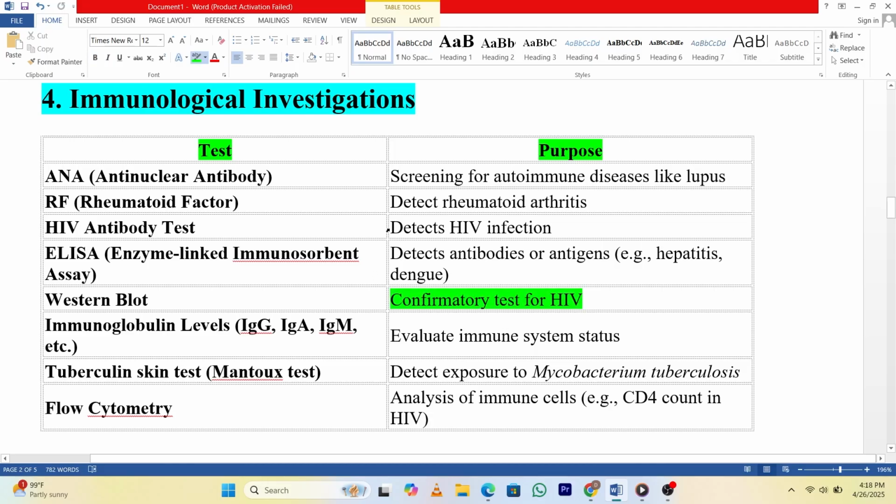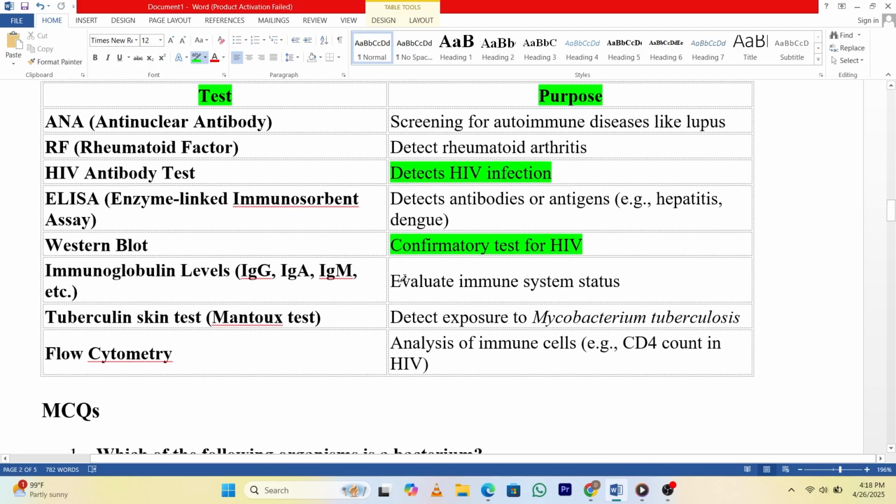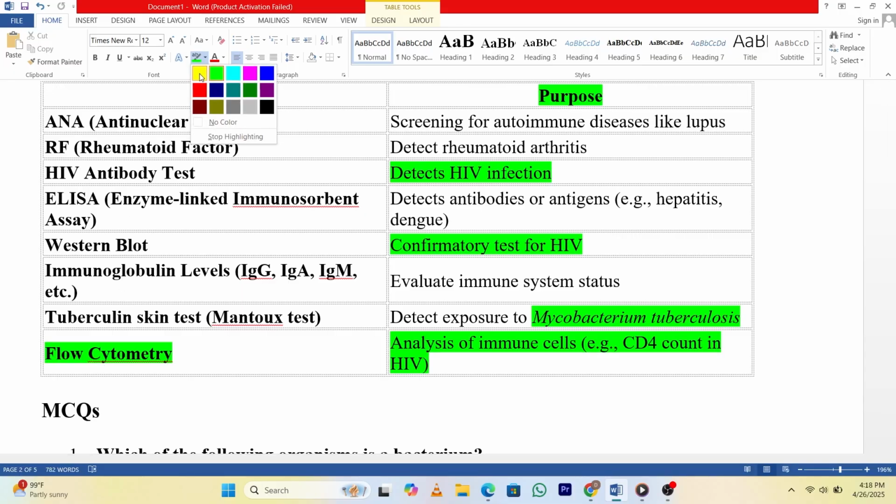Immunoglobulin levels, IgG, IgA, IgM, etc., evaluate immune system status. Tuberculin skin test, Mantoux test, detects exposure to Mycobacterium tuberculosis. Flow cytometry, analysis of immune cells, e.g., CD4 count in HIV.